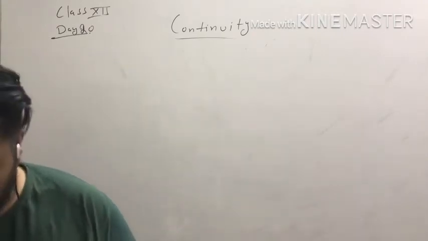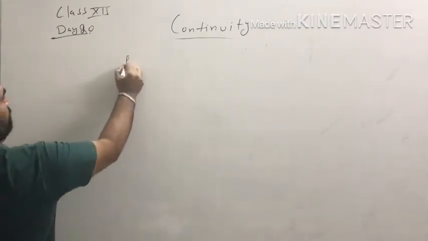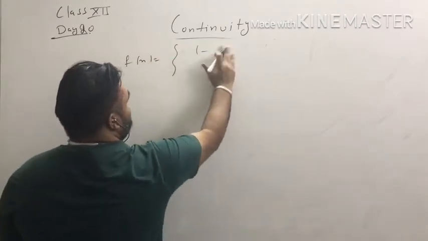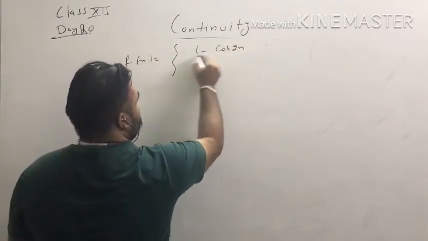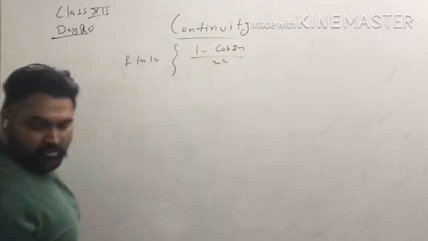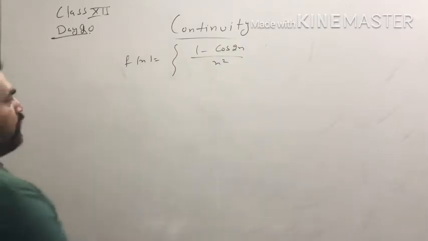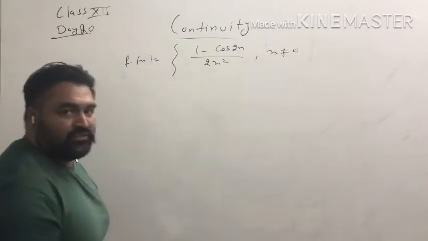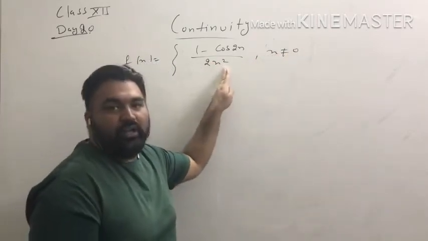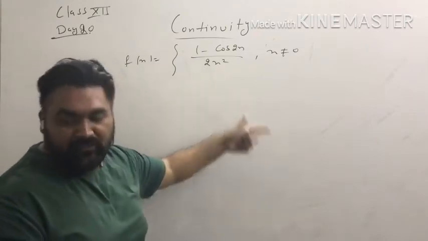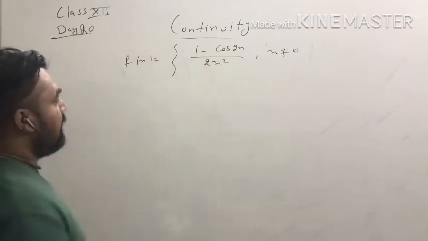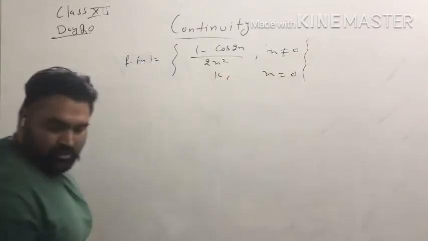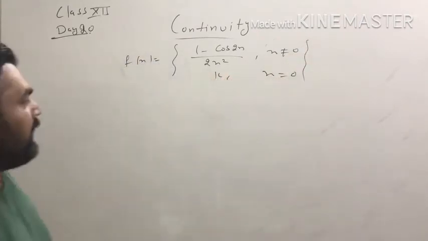So the third question is f(x) = (1 − cos 2x) / (2x²), x ≠ 0. Obviously x ≠ 0, because if x equals 0, the denominator becomes zero. So x ≠ 0. After that, k can be equal to 0. Now we have to find k.